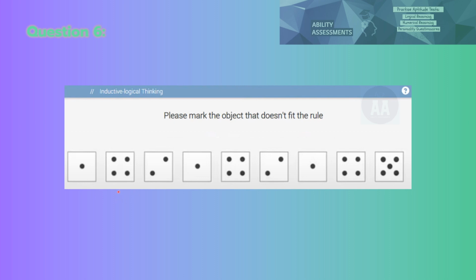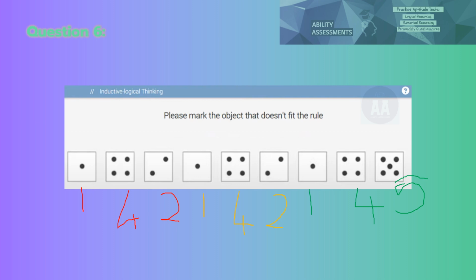1, 4 circles, 2 circles, 1 circle, 4 circles, 2 circles, 1 circle, 4 circles, 5 circles. So what we have seen here is that there seems to be a clear pattern. So if we write it down, 1, 4, 2, 1. Actually, let me use a different color for this. So you see 1, 4, 2, and then 1, 4, 5.